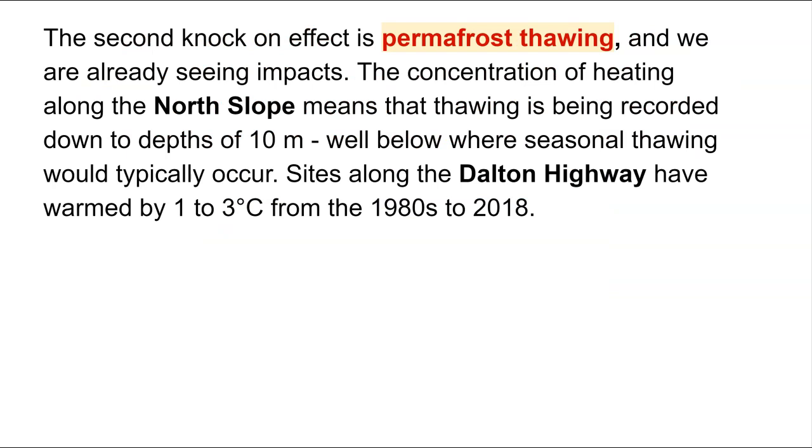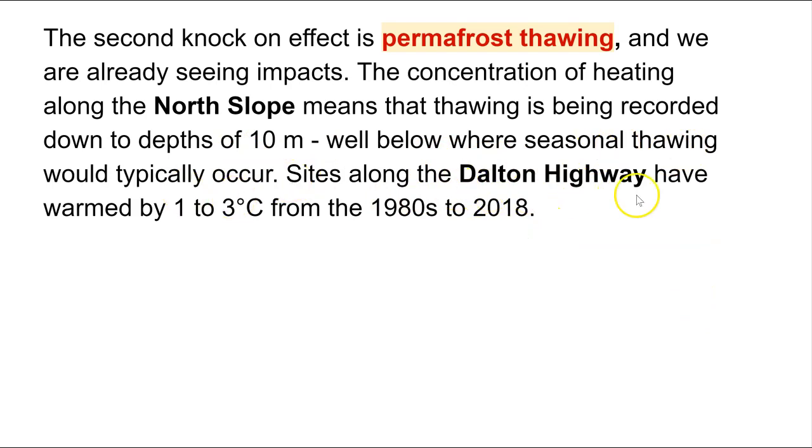The concentration of heating along the North Slope, remember, we saw that within Alaska, the North Slope is warming more than anywhere else, means that thawing is being recorded at depths down to 10 meters. In that annual climate variation between the summer and the winter, the summer comes along and there tends to be a little bit of thawing of the permafrost, but with the warmer temperatures, that thawing is occurring to a much deeper level, down to 10 meters. This is well below where seasonal thawing would typically occur.